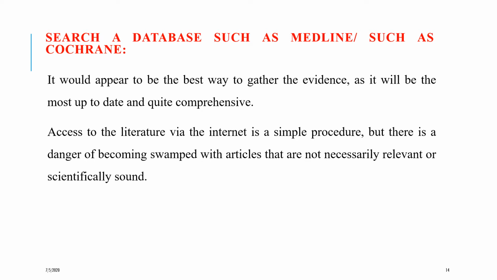For example, if you put into the internet the difference between composite and GIC, you will get many articles. In the meantime, you will not know which article you have to select and read. That is the problem with databases. So you should know which journal is good, which journal will publish high quality articles. That you should know. Then you have to go for that journal and you have to search for the evidence.